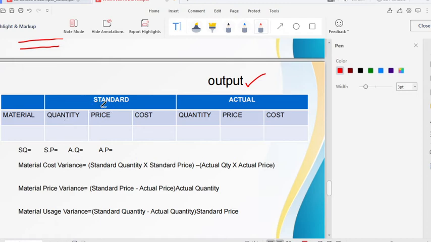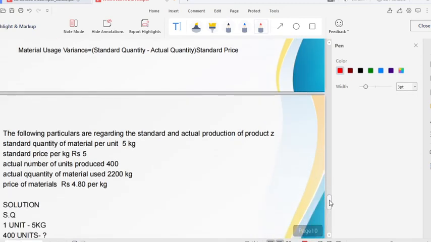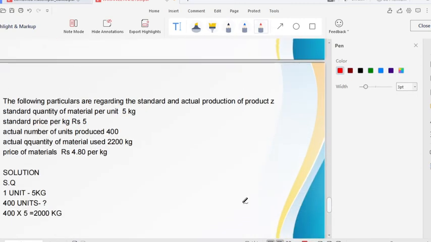Quantity, that is standard. Standard quantity you mention here. Then mention the standard price. Then find the cost. How to find the cost? Quantity into price, so you will get the cost. What about the actual? Same thing. Mention the quantity, mention the price and multiply. That will be the quantity into price, which is the cost. Now see this particular question.